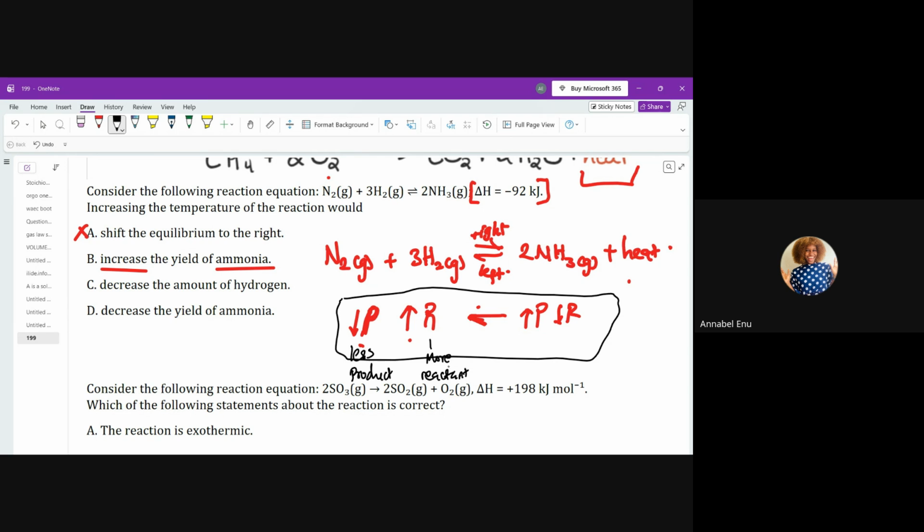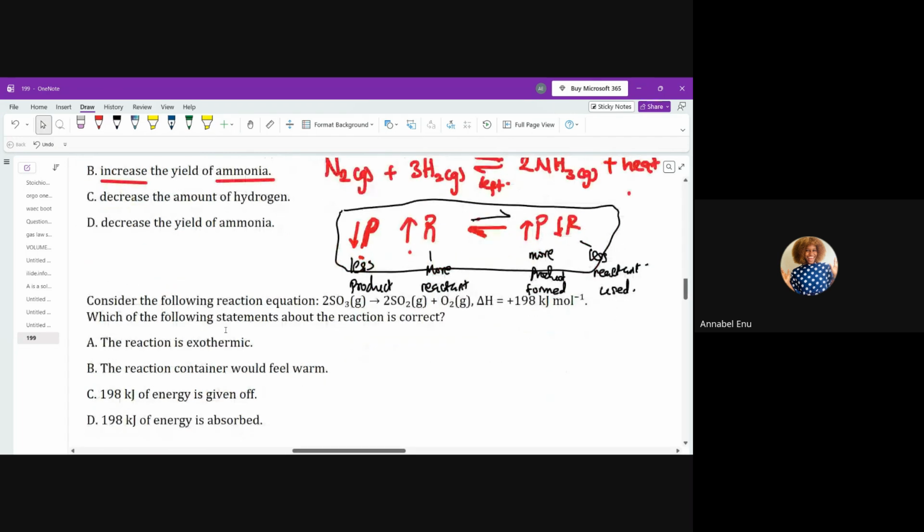Are you seeing it? Then for the forward reaction, assuming we're dealing with the forward reaction, it will mean what? More products formed and less reactants used. So this is just another thing to take notes alongside the initial things I told you to jot down.